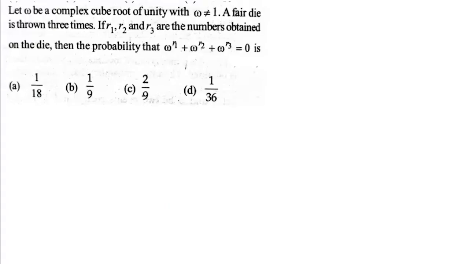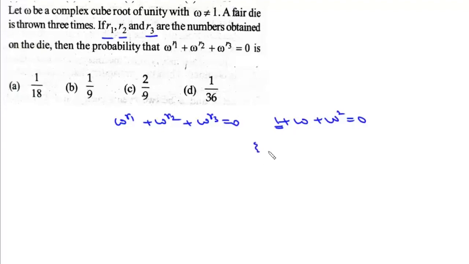Now here the question is, let omega be a complex cube root of unity with omega unequal to 1. A fair die is thrown 3 times. If R1, R2 and R3 are the numbers obtained on the die, then find the probability that omega to the power R1 plus omega to the power R2 plus omega to the power R3 is 0. Now we know that 1 plus omega plus omega square is 0. So we'll get 1 when the value of R is either 3 or 6. We'll get omega if it is either 1 or 4, and we'll get omega square if it is either 2 or 5.